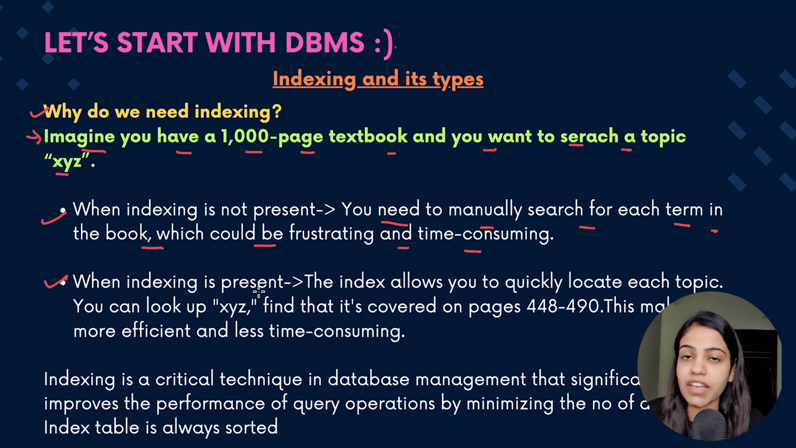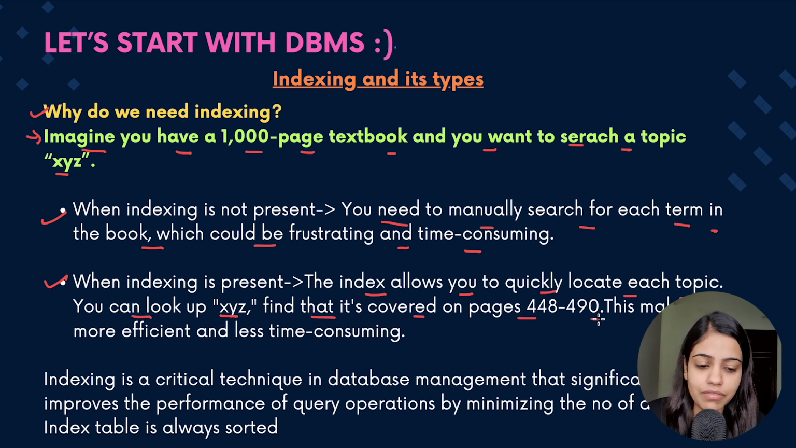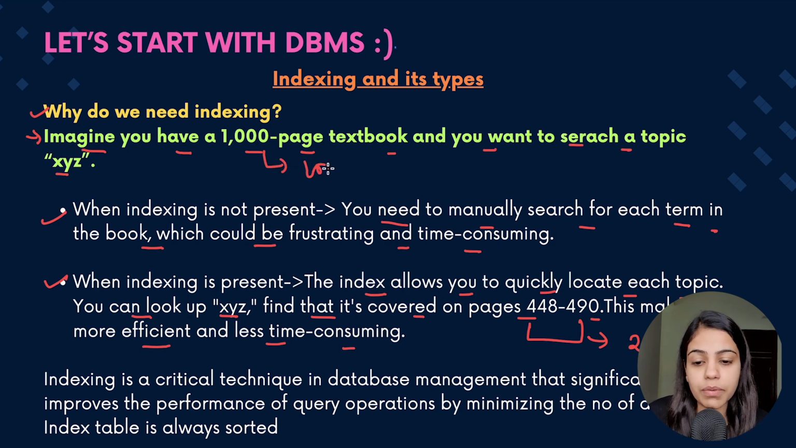Now the second case is when indexing is present. The index allows you to quickly locate each topic. You can look up XYZ and find the page number where it is covered. This makes it more efficient and less time consuming. So you'll get a range of page numbers, and in that range you can just search for that particular topic. Here you are hardly searching 2 or 3 pages, but earlier you needed to search 1000 pages. So the search space has reduced and the time consumed is also reduced. This is how indexing helps us.